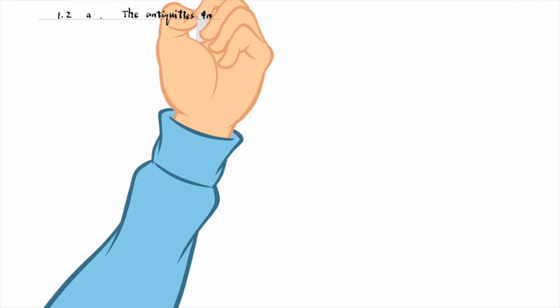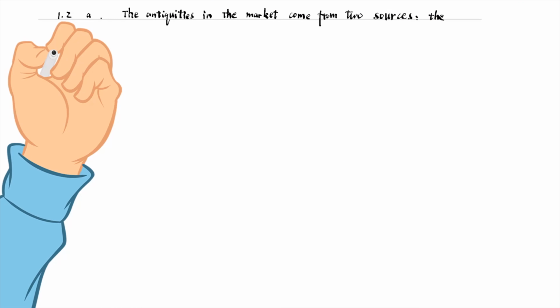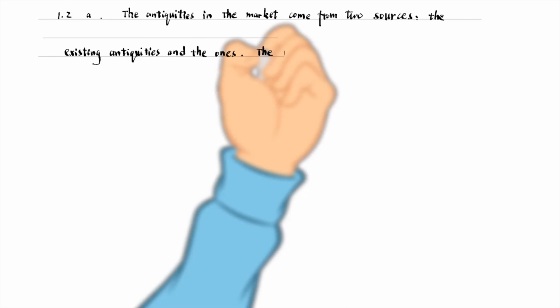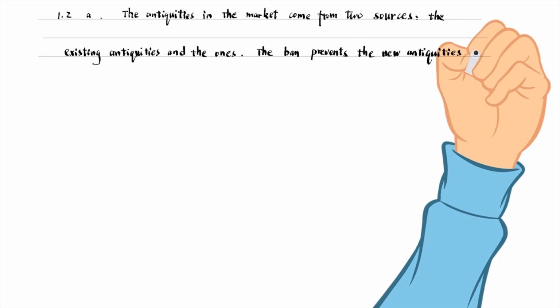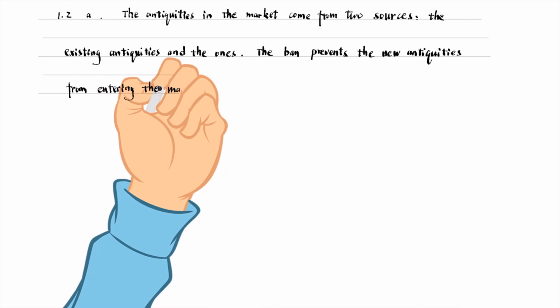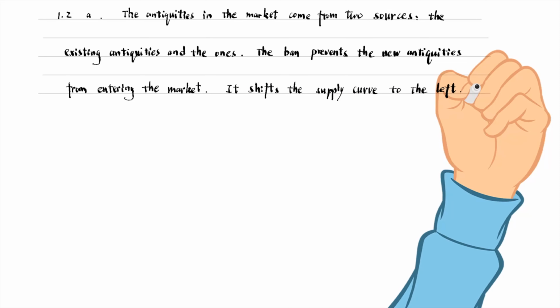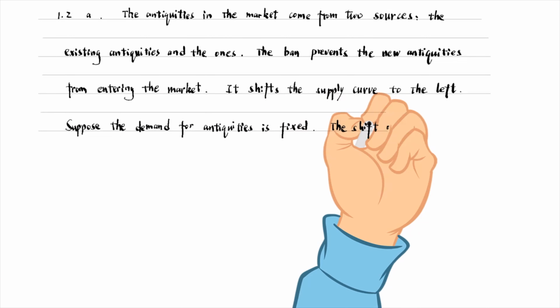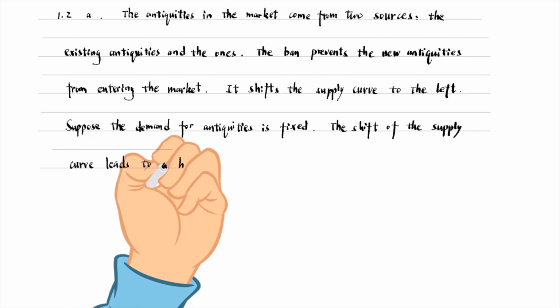The antiquities in the market come from two sources: the existing antiquities and the new excavated ones. The ban prevents new antiquities from entering the market. It shifts the supply curve to the left. Suppose the demand for antiquities is fixed. The shift of the supply curve leads to a higher market equilibrium price and a lower equilibrium quantity.